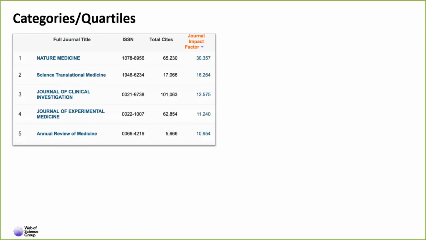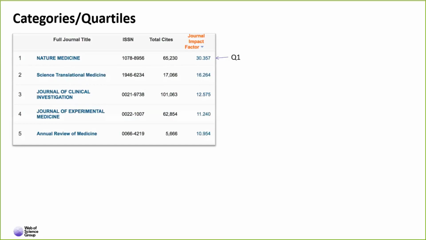All right. Something important you can use in the Journal Citation Reports is the categories and the quartiles. So obviously the impact factor varies and depends on the journal itself, but also the category. Here I show you some examples. Here I show you the top 5 journals. I think this is in medicine. So you have Nature Medicine, Science Translational Medicine, and so on. The first journal has an impact factor of 30.357, and we call that a Q1 journal.